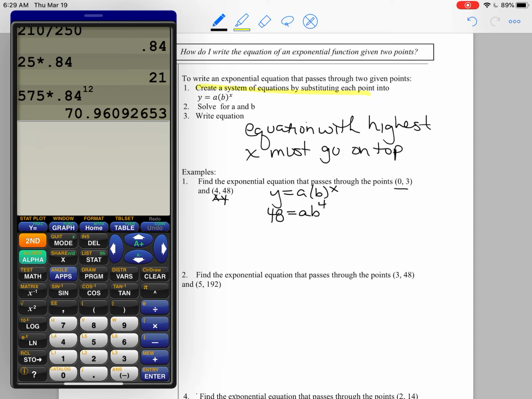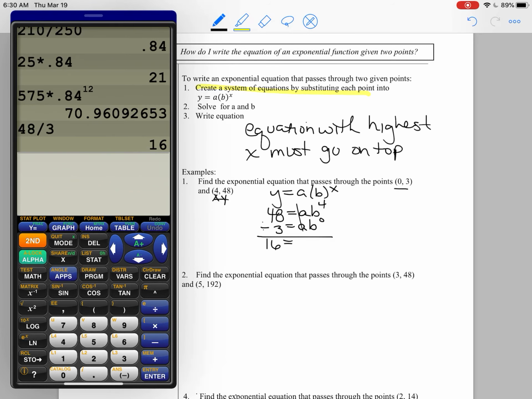Then do this other equation. So 3 equals ab to the 0. Now normally with systems of equations we would be trying to add them together to get rid of a variable. But we have no addition here. What we have is all multiplication. So the opposite of multiplication is divide. So we're going to divide everything. So 48 divided by 3 is 16. A divided by A divides out. And b to the 4th divided by b to the 0.